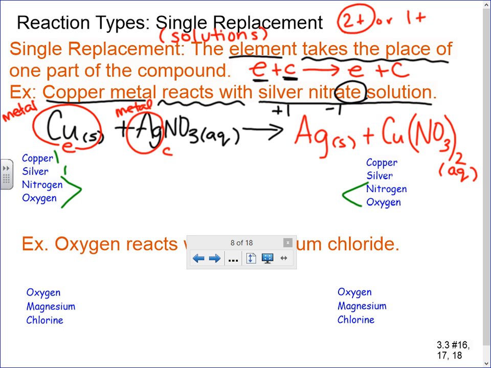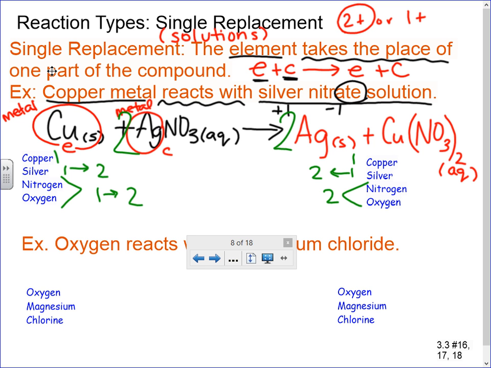On this side, I have one of everything. 1 copper, 1 silver, 1 copy of nitrate. On the other side, I have 1 copper, 1 silver, but 2 copies of nitrate. So the first thing I need to do is balance my nitrates. I'll do that by adding a coefficient 2 right in front of the compound silver nitrate. Now I have 2 nitrates, but I also have 2 silvers. So I need to adjust the other side as well, so that I have 2 silvers on each side.